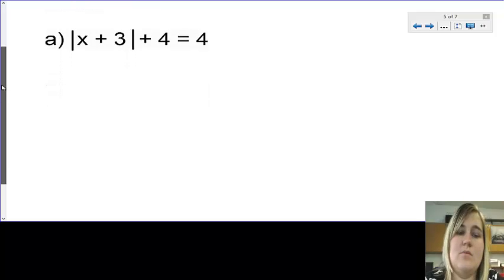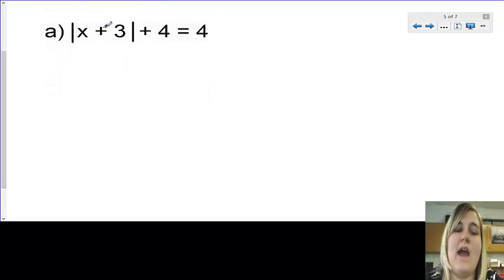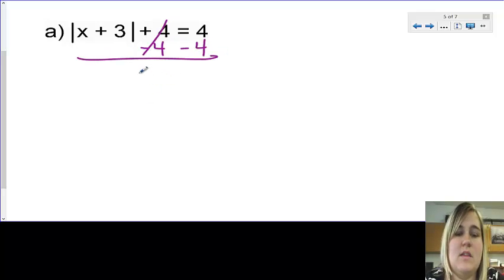Okay, on this example, we're doing the same thing. We still want to get the absolute value bars by themselves. In this case, we're adding 4 to it, so I need to move this. So to move it, I'm going to subtract it from both sides, which gives me that the absolute value of x plus 3 is equal to 0.